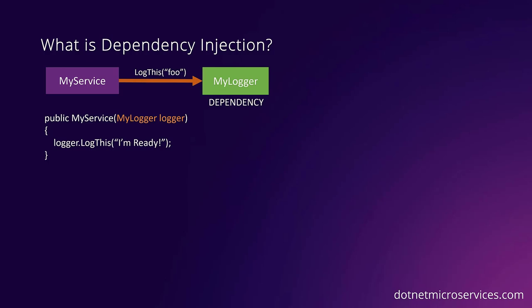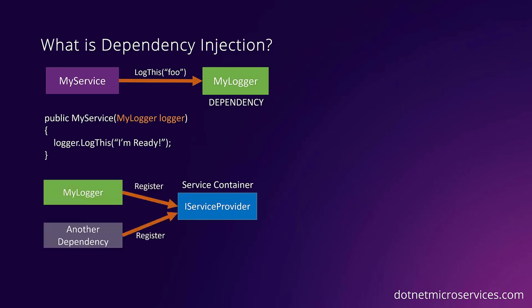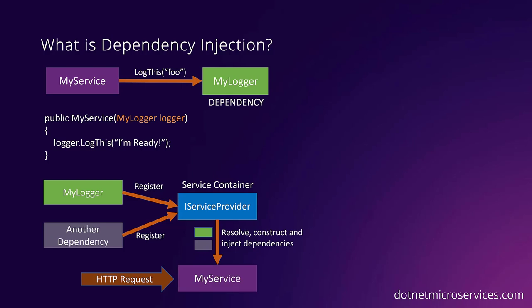But if MyService doesn't construct the logger, who does it? Well, ASP.NET Core provides the IServiceProvider, which is what is known as a service container. Your application can register MyLogger and any other dependencies with IServiceProvider during startup, which is typically done in your program.cs file. Then later, when a new HTTP request arrives and your web app needs an instance of MyService, the service container will notice its dependencies and it will go ahead and resolve, construct, and inject those dependencies into a new instance of MyService via its constructor.